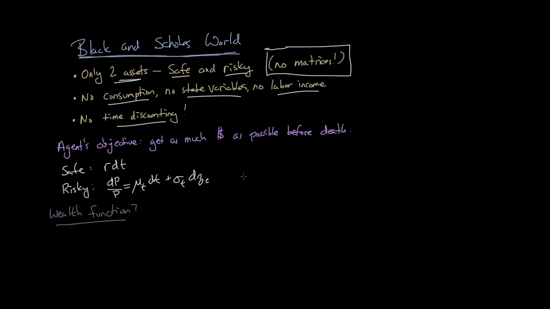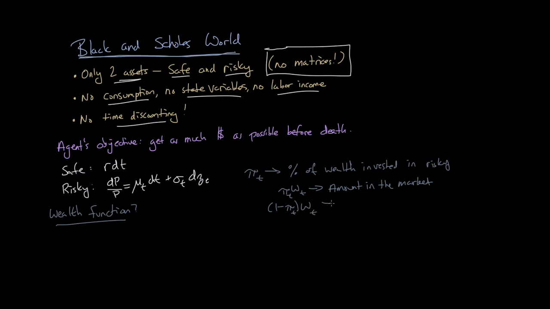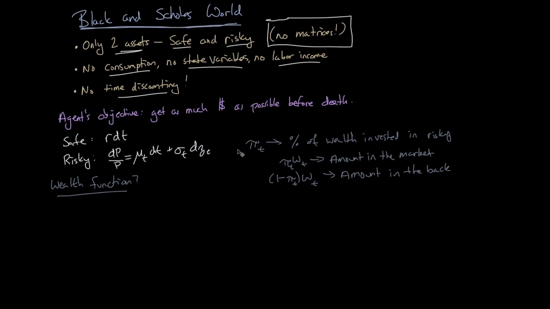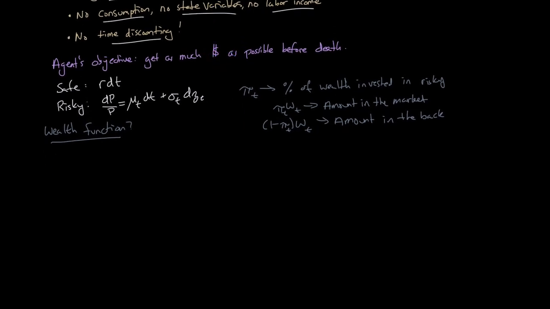And the first question we always have when tackling one of these problems is, what's the wealth function? So let's define pi to be the percentage of wealth invested in risky, so that pi_t W_t is the amount in the market. And 1 minus pi_t times W_t will be the amount in the bank. So at every second, our agent is going to decide how much money to invest from his bank account into the stock market or to pull out. So it's going to be a dynamic decision to invest in this one risky asset or risky portfolio.